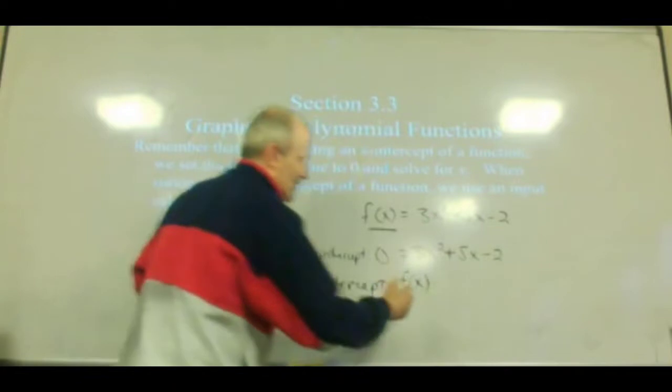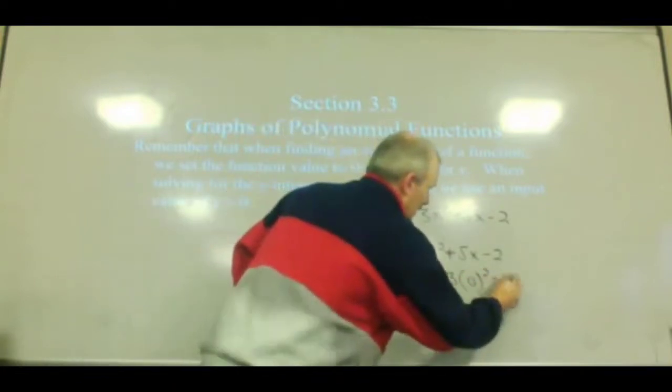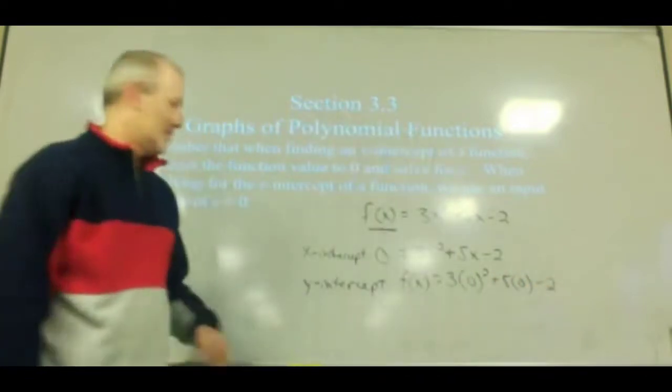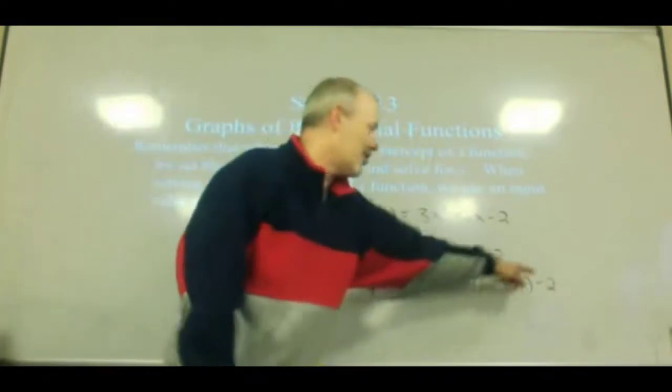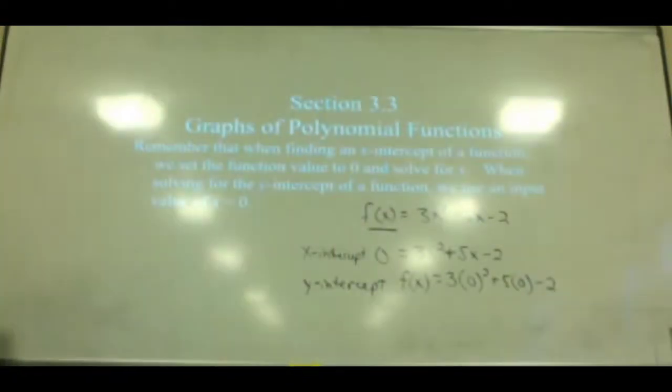To find the y-intercept, or the f of x-intercept, we take all the x's and replace them with zeros. That's the easy one, because when you put in all these zeros for the x's, all you have left is -2. So you're done already just by looking at it. The x-intercepts usually take us some work to figure out. The y-intercepts are really easy. You just plug in 0 for all the x's and you get your answer. Again, we're not going to do that problem. That's just how you would set it up.